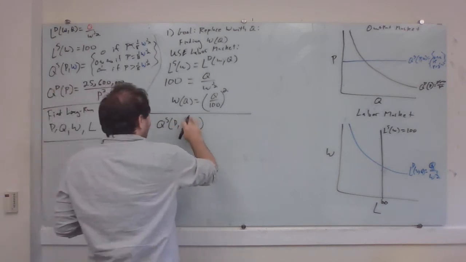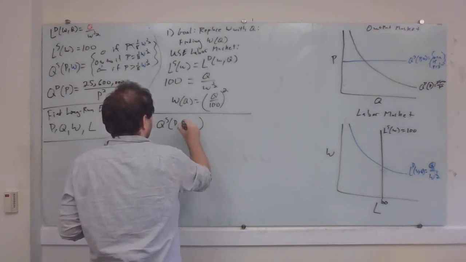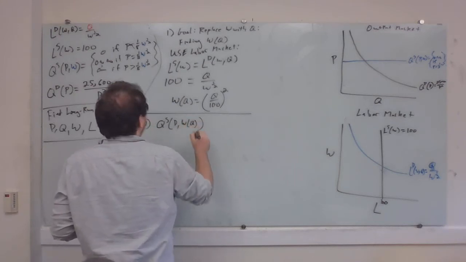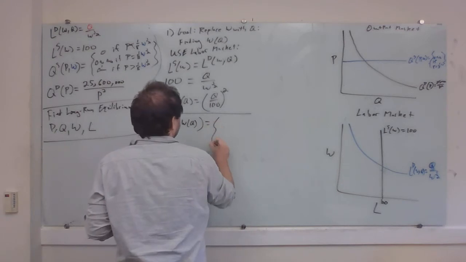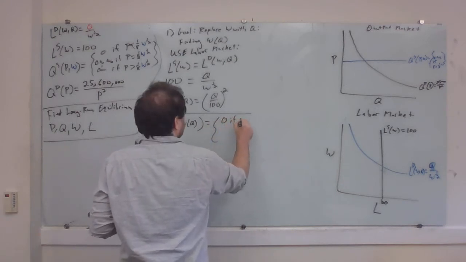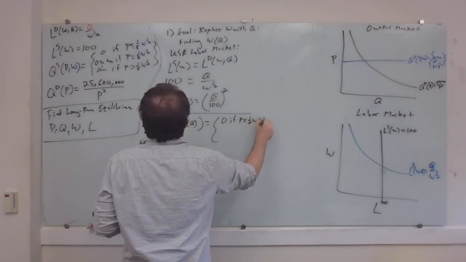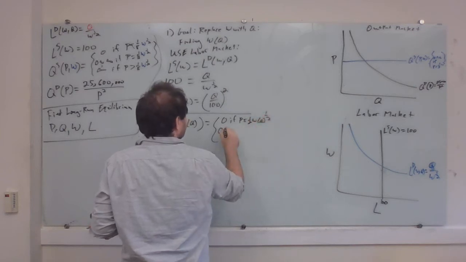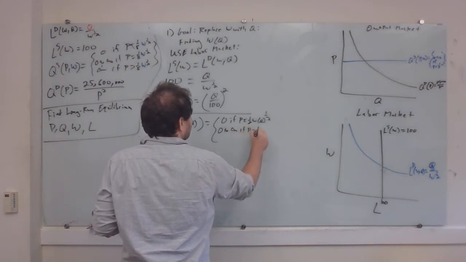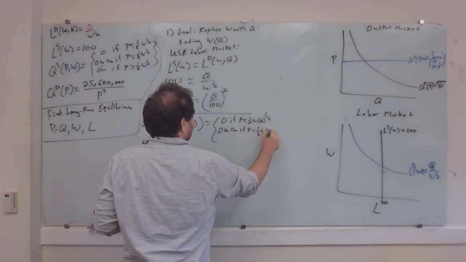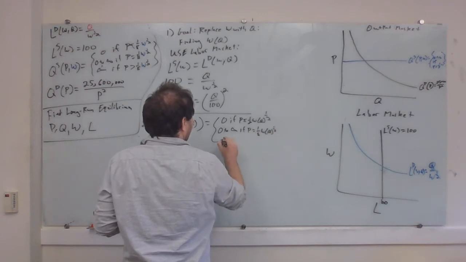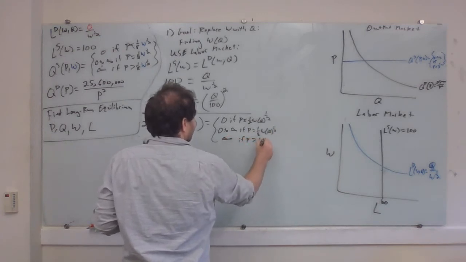I'm sorry, W of Q, right, is going to be 0 if P is less than or equal to 1/8 W of Q to the 1/2, right? W is a function of Q to the 1/2, 0 to infinity if P equals 1/8 W of Q to the 1/2, right? Infinity if P is greater than 1/8 W of Q to the 1/2.